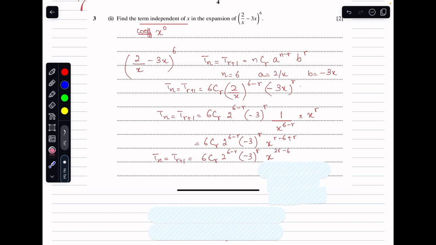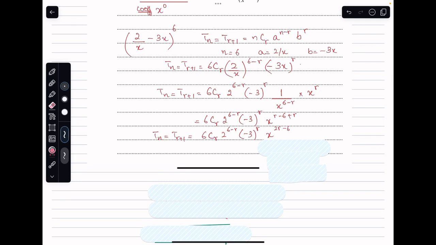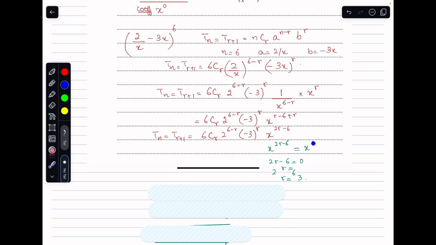That means only if we know the value of r, we shall be able to find the particular term here. So to get the value of r, we know that the question is asking for the term independent of x, which means I need to have x to the power 0 here. So equating x^(2r−6) to x^0, bases are the same, therefore equating the indices, it's 2r − 6 = 0. It's 2r = 6, and then r shall be equal to 3.